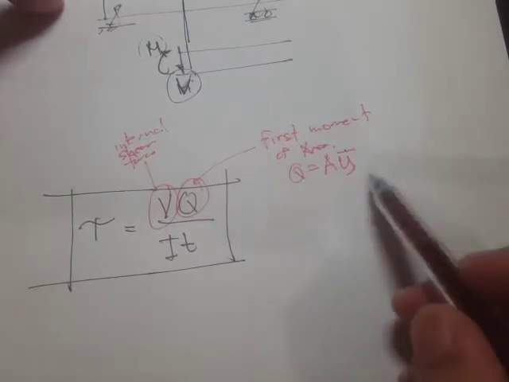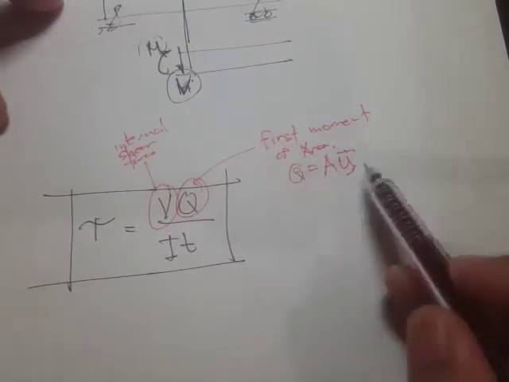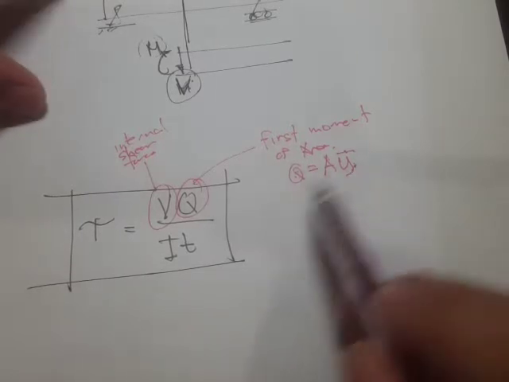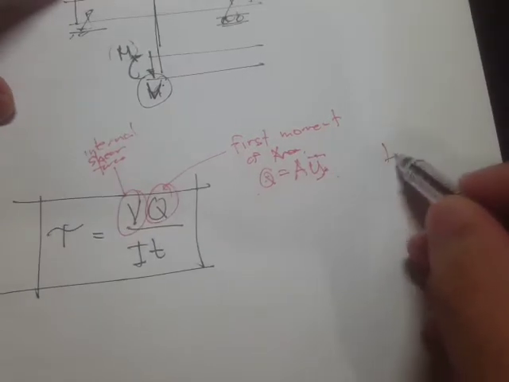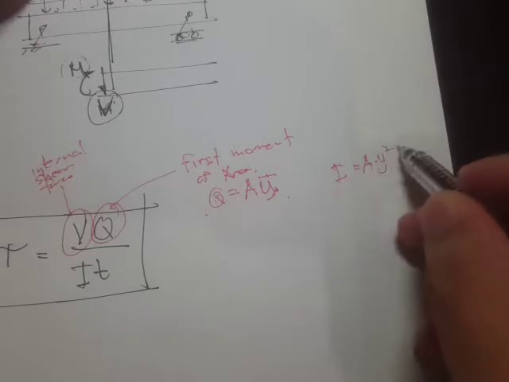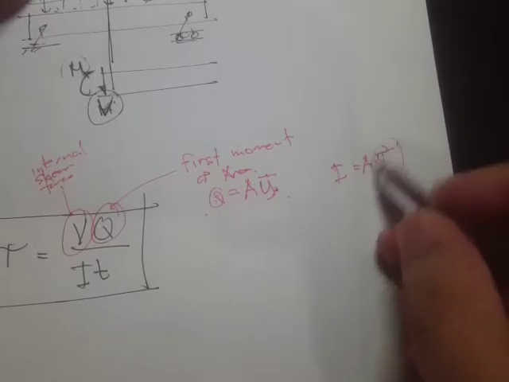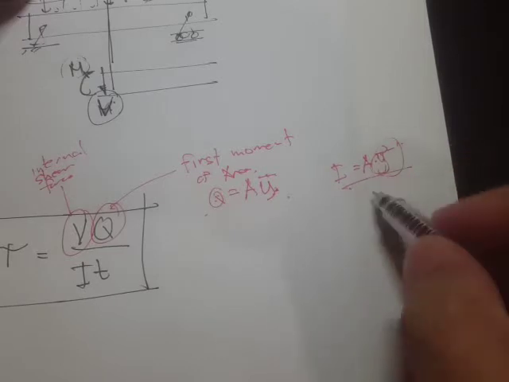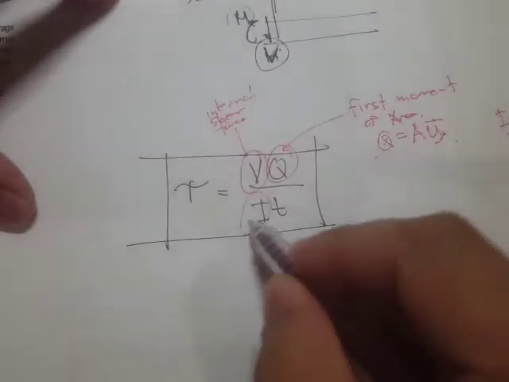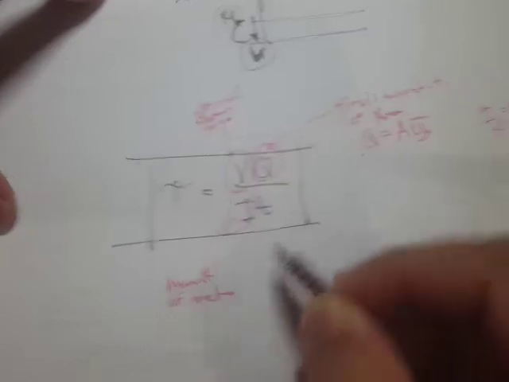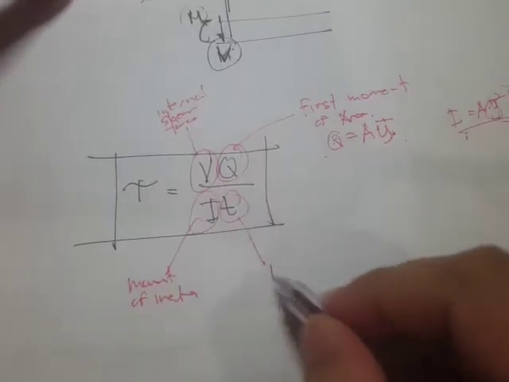of that area. The difference between this first moment of area and the moment of inertia is that for the moment of inertia, the equation is area times the square of this distance. That's why the moment of inertia is referred to as the second moment of area. I is the moment of inertia, and t is the thickness.